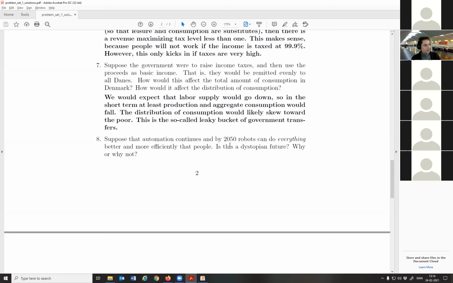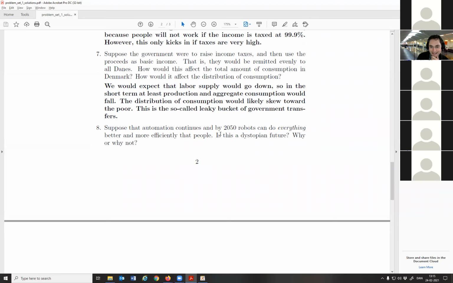This idea, sometimes people call it the leaky bucket model of government transfers. Whenever you take something from one person in society and give it to somebody else, the amount that you can give is less than what was originally there. So any tax is going to cause there to be less of a certain type of production potentially. So that's that one. Doesn't mean it's a bad idea. It just means that that's how we'd expect it to work out.